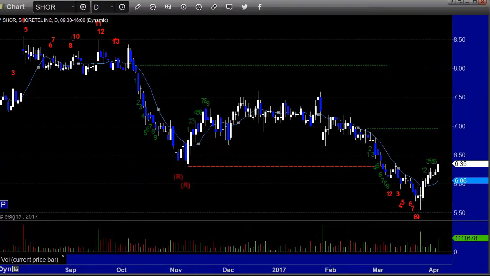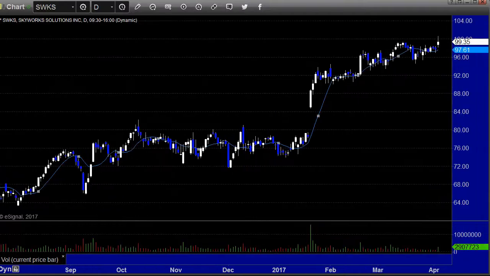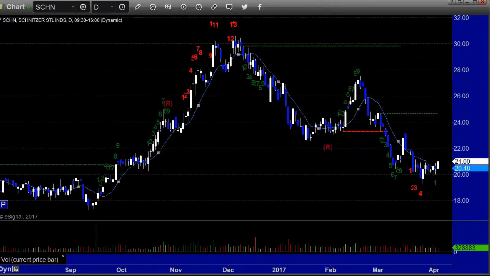SHOR got a 13 sell signal back in September. Look at that decline. It started a couple days after you got the sell signal. SWKS, and here's one that I wanted to point out because the signal is recent. It's only happened a few days back, and the stock was up a little bit today, but ran into the risk line. So if that continues to contain the market, that signal can still play out. It's just something to be watching right about now.